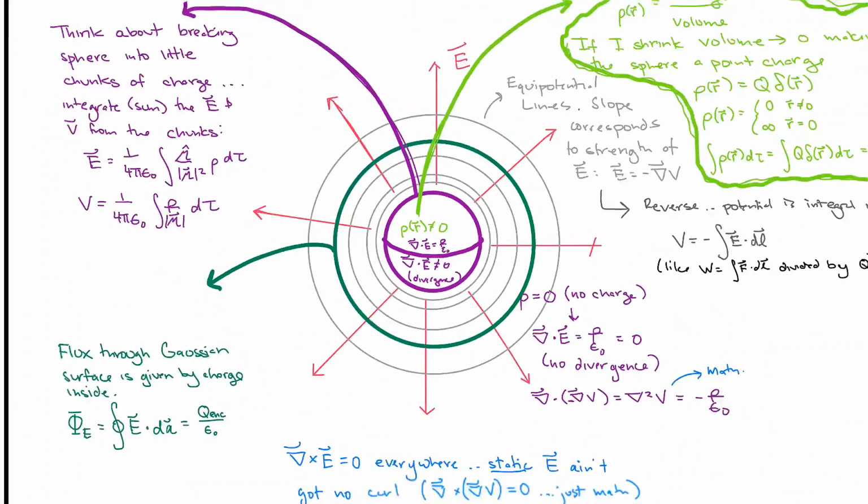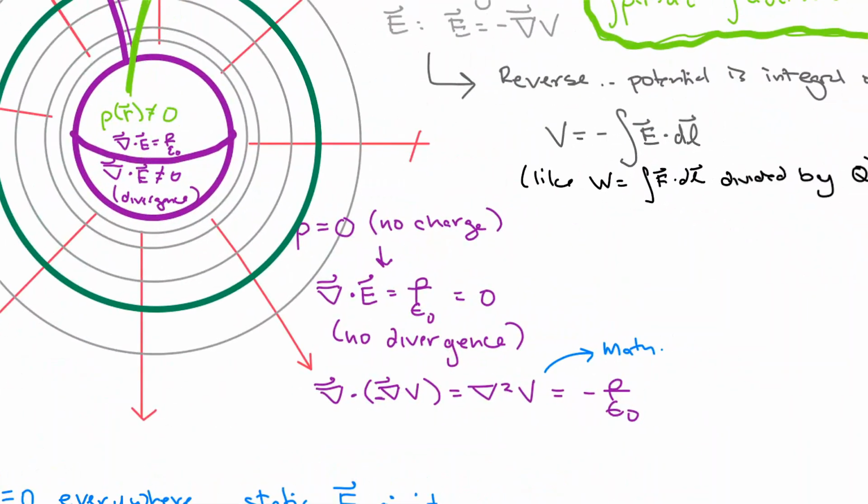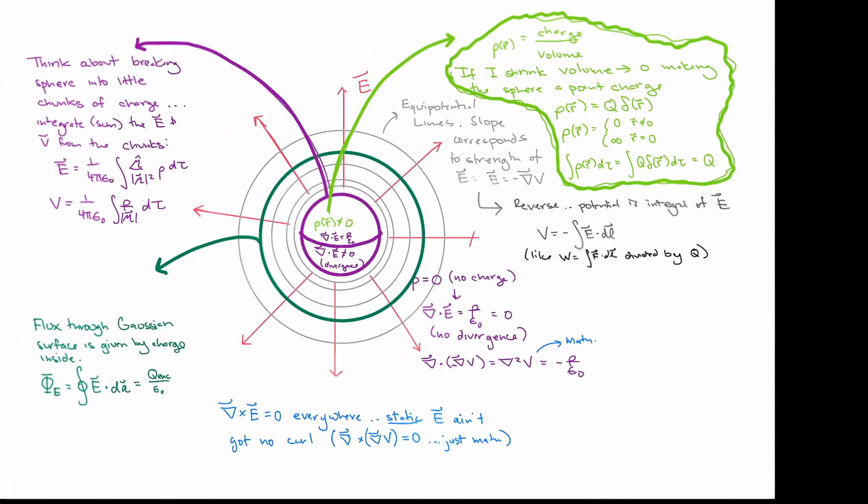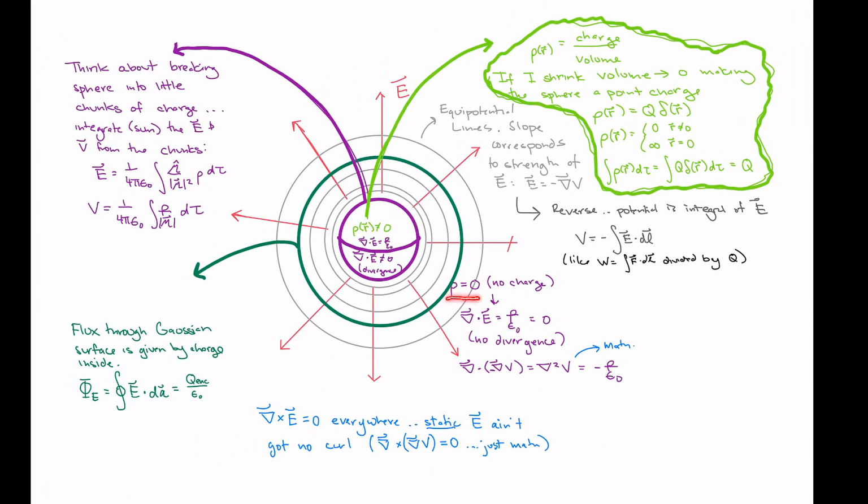If I go outside of that charged object, even though there is an electric field, which I've depicted here with the red arrows, there is no charge density outside of that charged object. If there's no charge, then I know that there is no divergence. So I know that del dot E is going to be equal to 0.